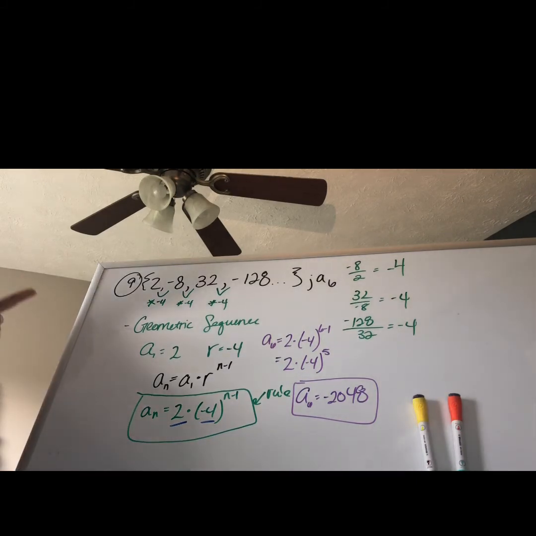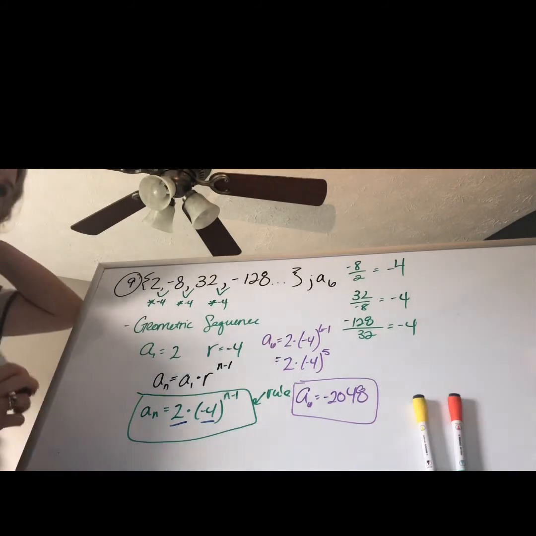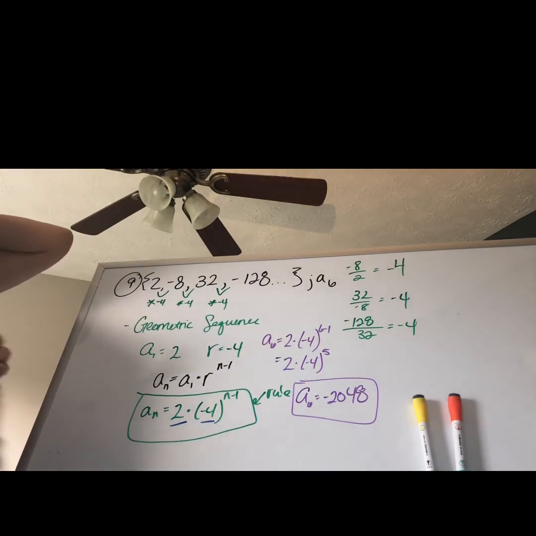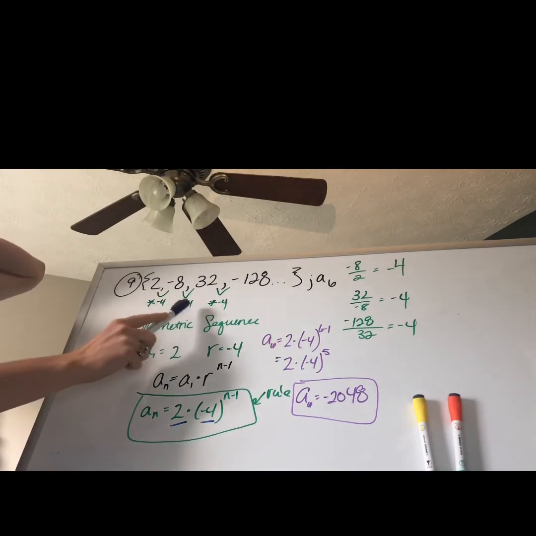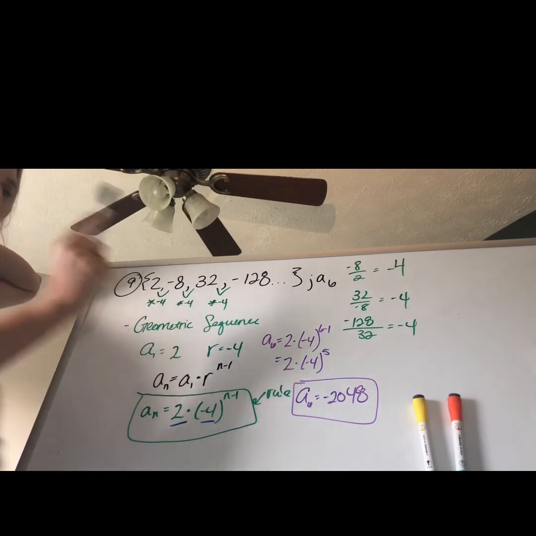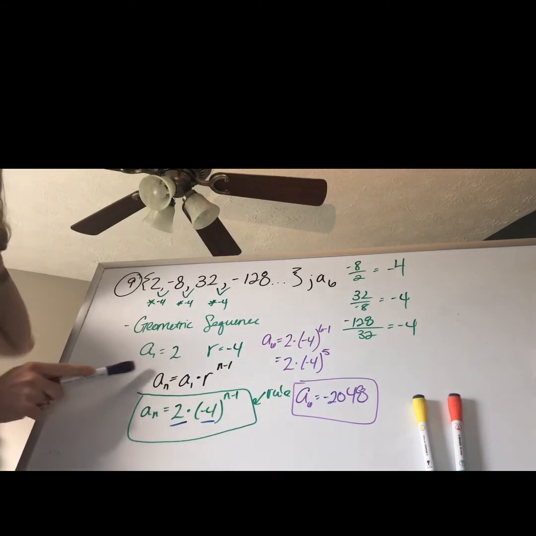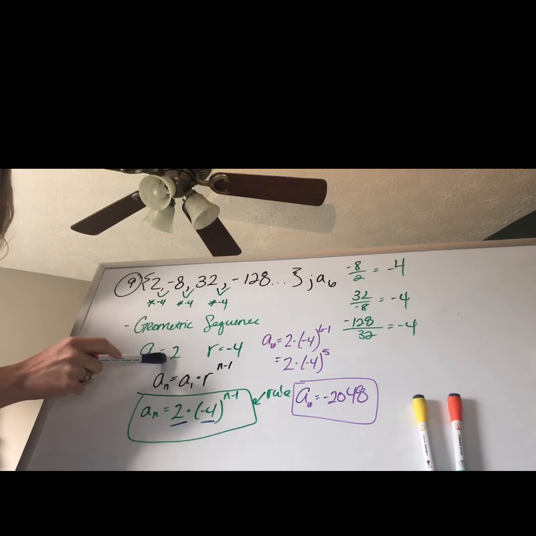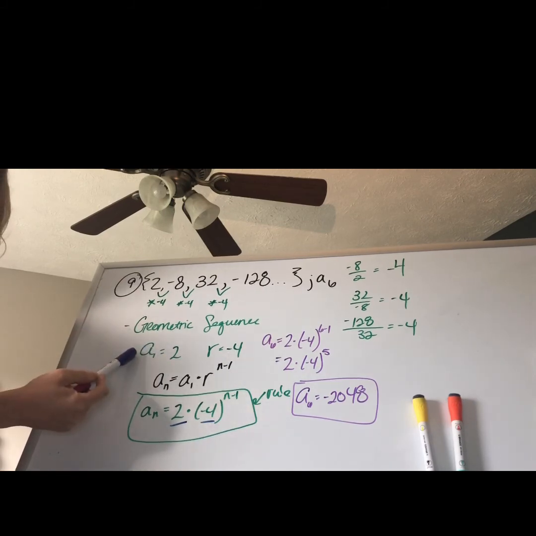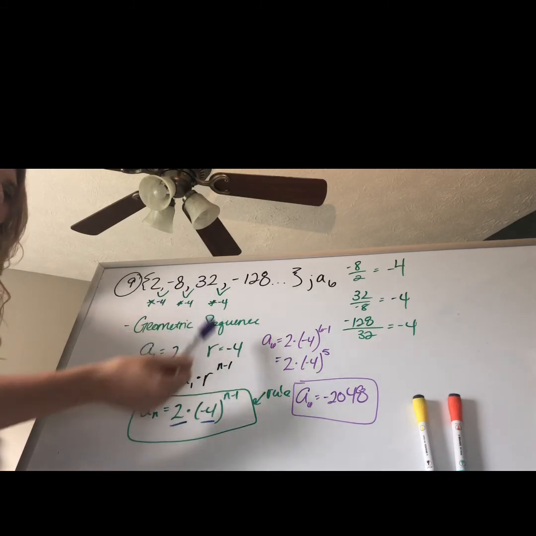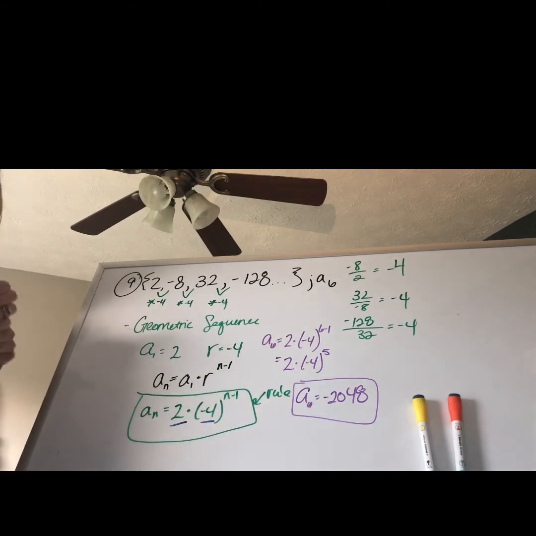So recap. See if it's geometric. Okay, we know it's a sequence because it's a list of numbers. See if it's geometric. If it's multiplying by the same number every single time to get the next number, it's geometric. So this was a geometric sequence. So here's the formula for a geometric sequence. We need A1, which is the first term. We need R, which is the number you're multiplying each time. And then you just plug them in.